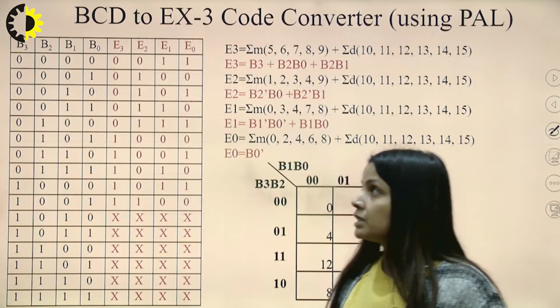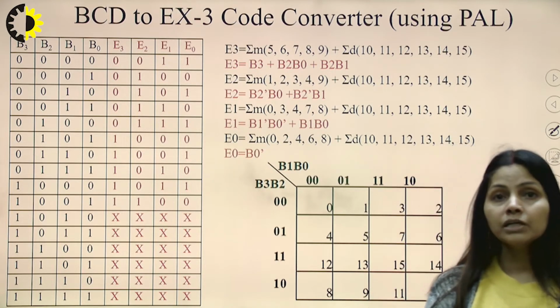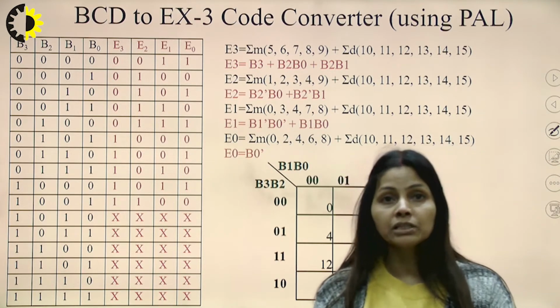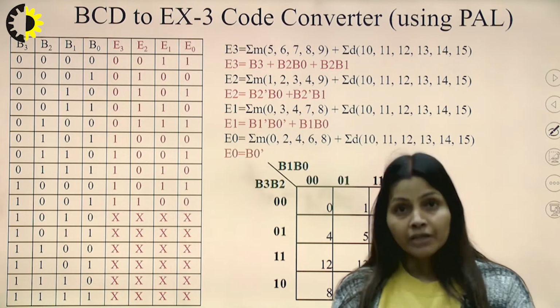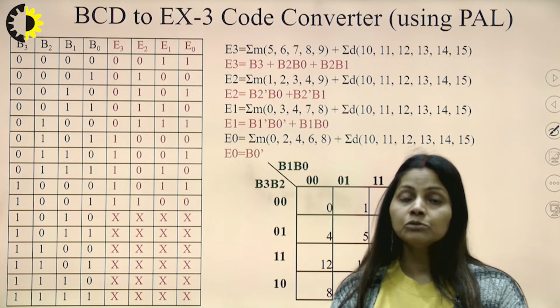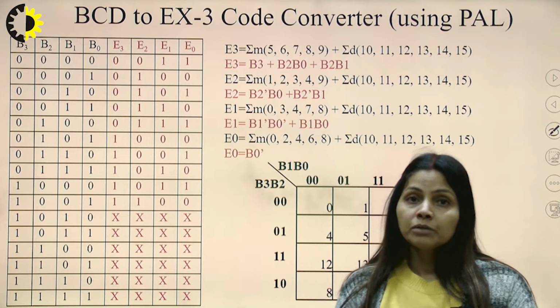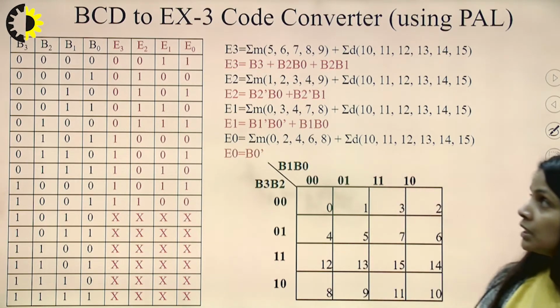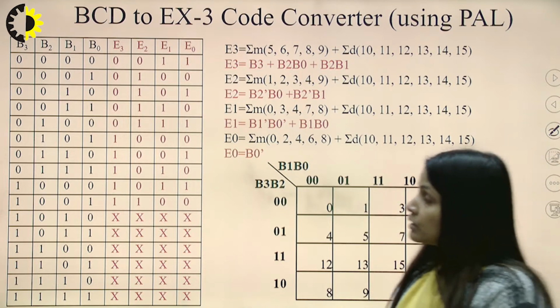Let us take an example of a BCD to X3 code converter using PAL. Let's say we have a question: convert the given BCD to X3 using PAL, that is, realize the BCD to X3 code converter using PAL. So we have the BCD codes and the X3 codes.